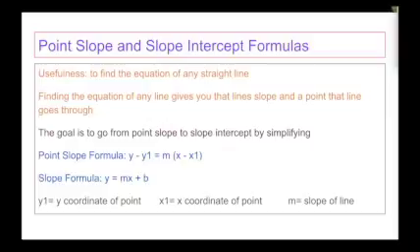And now the formula for point slope is y minus y1 equals m times x minus x1. Wow! y1 is the y-coordinate of a point, x1 is the x-coordinate of a point, and m is the slope of the line. From there, we would simplify to reach the slope-intercept formula y equals mx plus b, where b resembles the point in which the line goes through the y-axis.